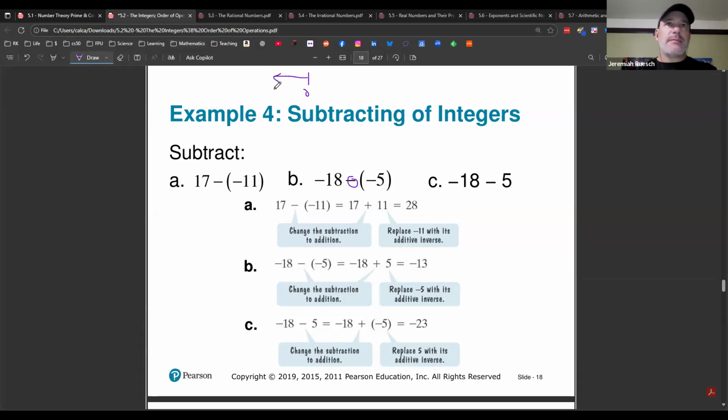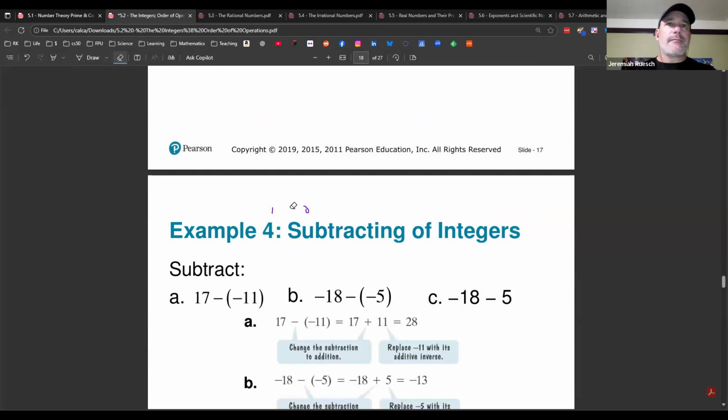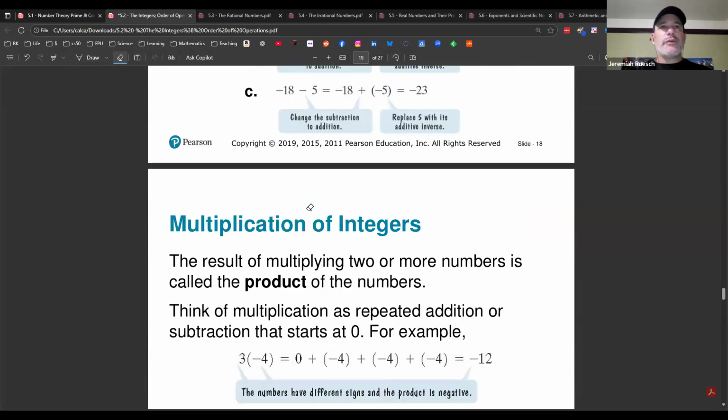So you head out here to negative 18. And then these two signs together mean that you're going to end up heading back this direction, a positive 5 units. Okay, and so you end up here at a negative 13 when you're done looking at the results. Okay, that's hand waving, and I'll just ignore that. Okay, all right, well, moving on.